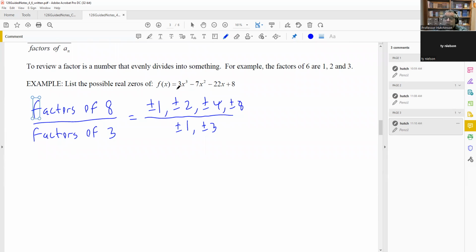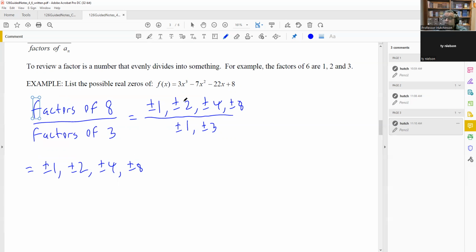Now, this is not a list. We have to write this out as one big list. The way we do that is you take all the numbers on top divided by 1, then you take all the numbers on top divided by 3. So that's going to equal plus or minus 1, plus or minus 2, plus or minus 4, and plus or minus 8. All these divided by 1, you'll just get the same number you started with.